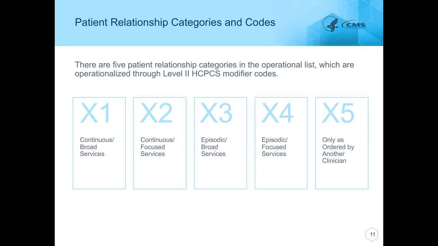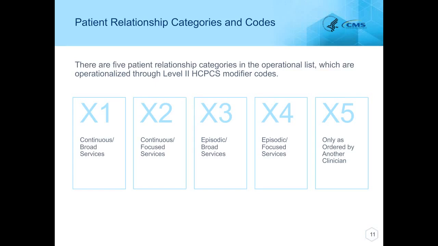In this slide, we're showing 5 different relationship categories coded by Level 2 HCPCS modifier codes. The different categories are X1, continuous broad services, X2, continuous focused services, X3, episodic broad services, X4, episodic focused services, and X5, only as ordered by another clinician.